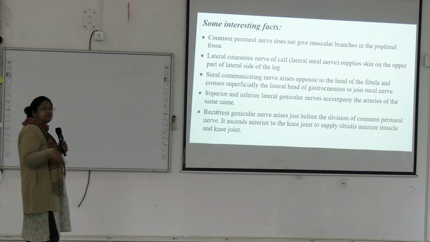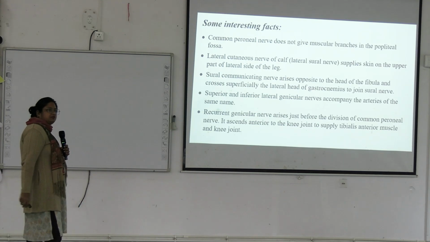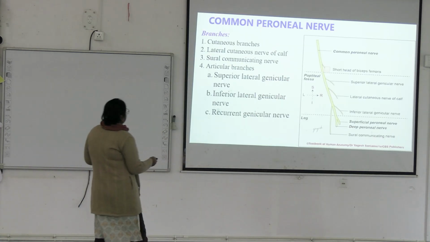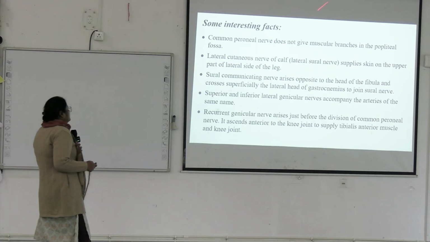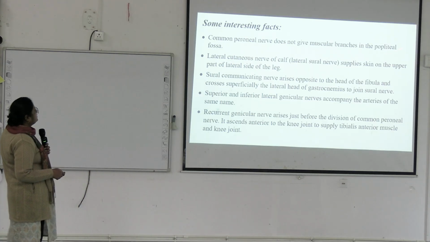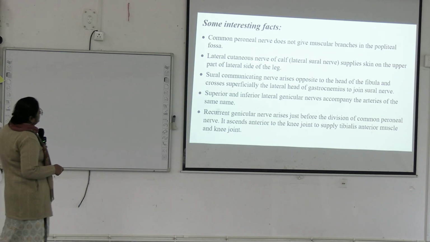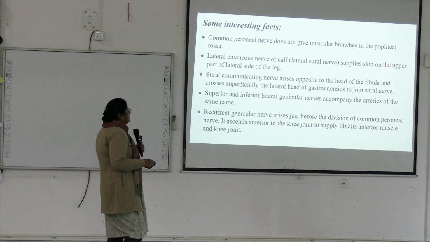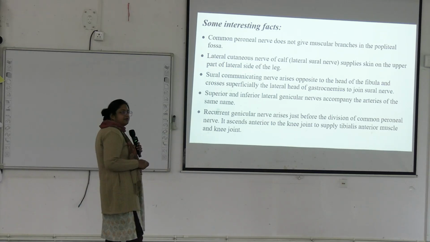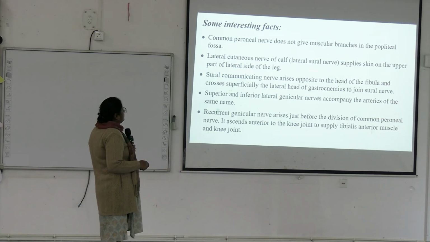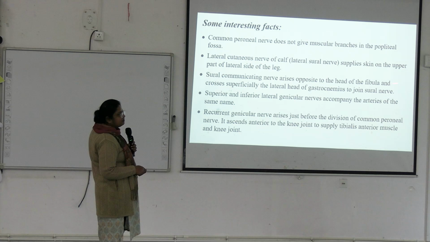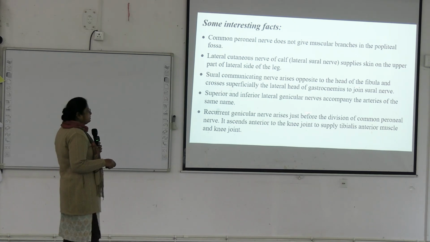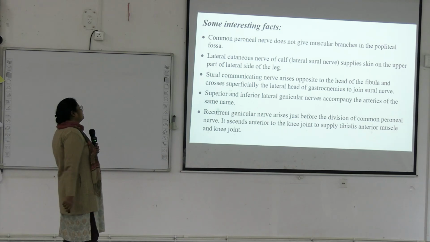Branches you remember for each of the nerves, the branches and root value. So, common peroneal nerve does not give a muscular branch in the popliteal fossa. Lateral cutaneous nerve of calf, or lateral sural nerve, supplies the skin on the upper part of the lateral side of the leg. Sural communicating nerve arises opposite to the head of fibula and crosses superficially the lateral head of gastrocnemius to join the sural nerve.